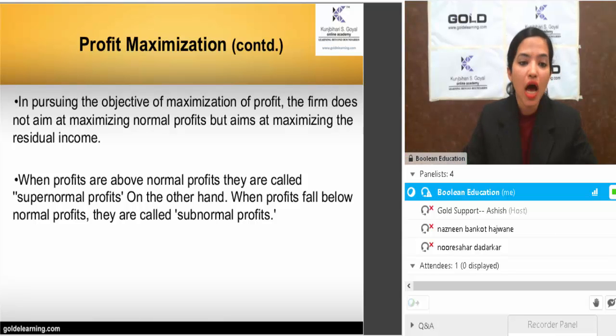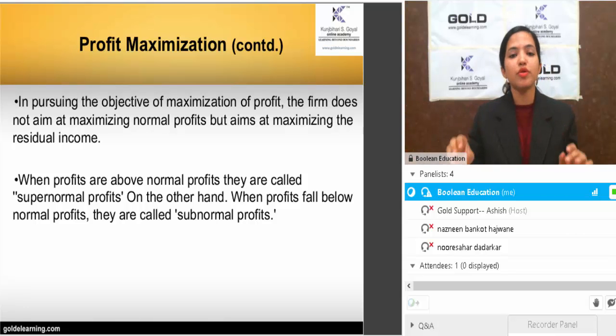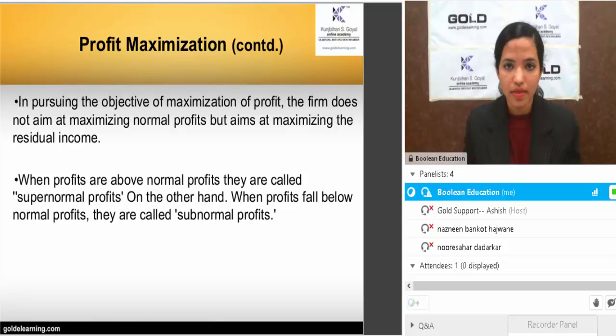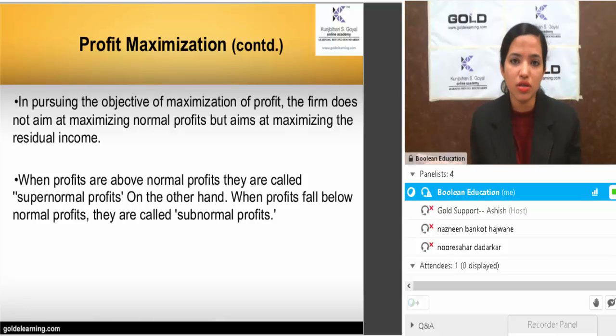When profits are above normal profits, they are called supernormal profits. On the other hand, when profits fall below normal profits, they are called subnormal profits. 10 रुपए का शर्ट था, 10 rupees is the cost of production for one shirt, और हमने वो मार्केट में 10 rupees में ही बेचा. In this case, entrepreneur earned normal profit, right? उसने एक नॉर्मल, अपना अपॉर्चुनिटी कॉस्ट कह सकते हो, उसने वो अर्न किया है.